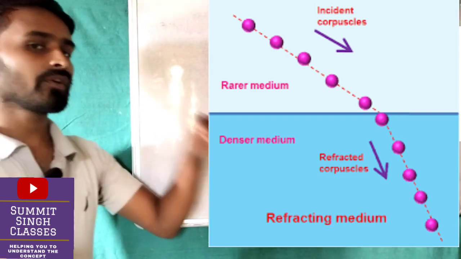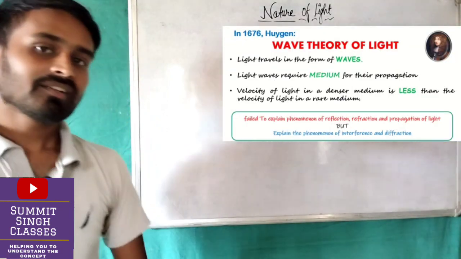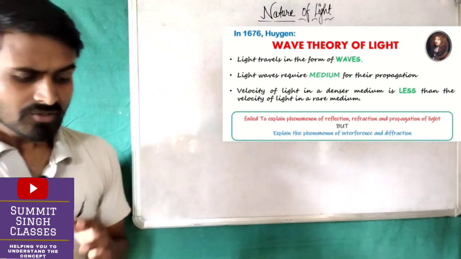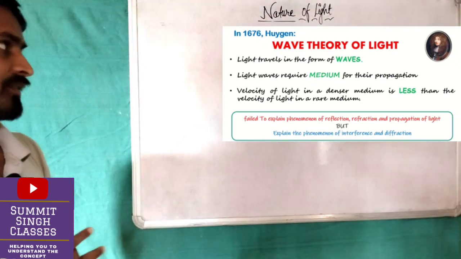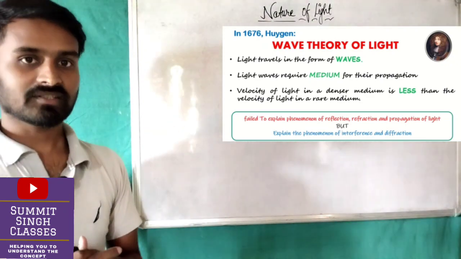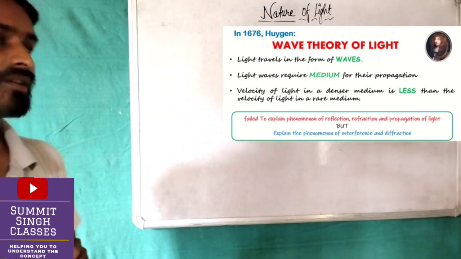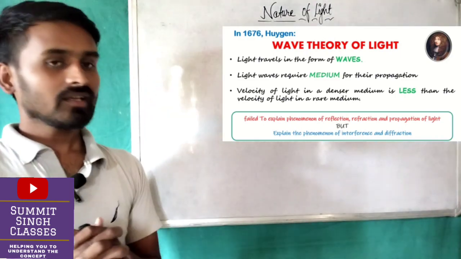So these three things were given by wave theory. In that, the second point was wrong, and that point is that light requires a medium to travel. These things were given by the wave theory of light in 1676.